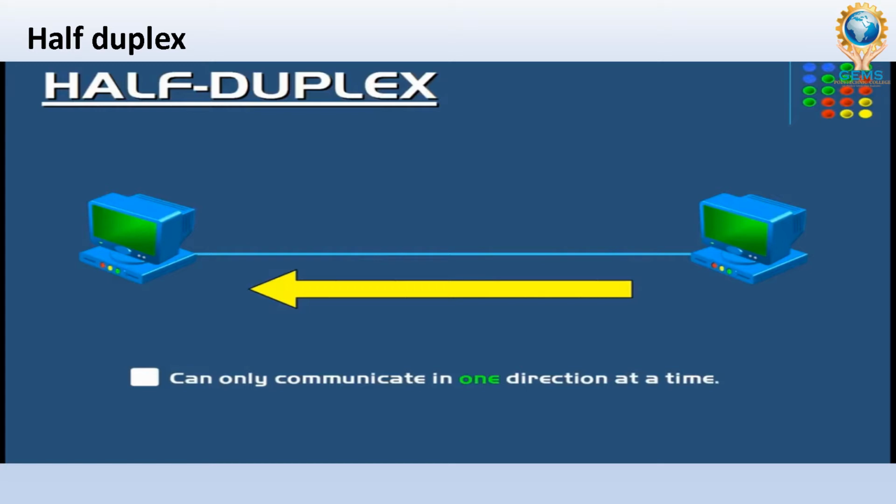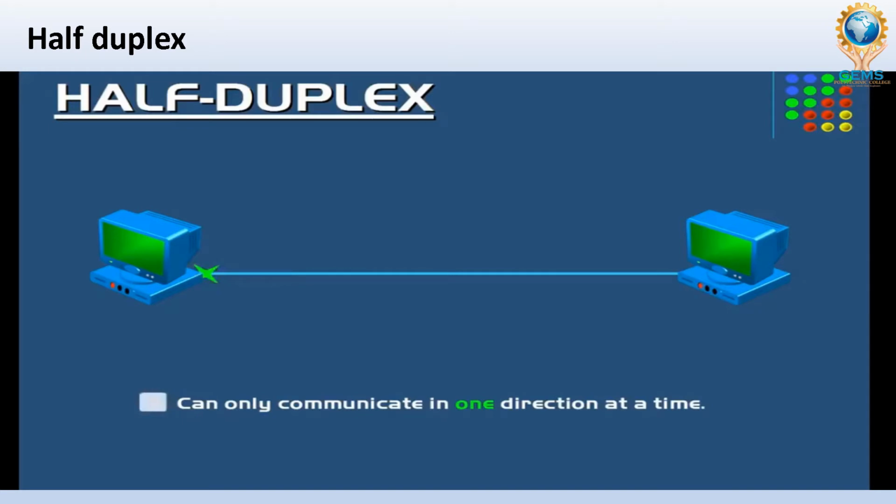So the direction of communication is one direction at a time. When the data has reached the second point, only then is data transferred from the second point to the first point. In this picture, the data flows from one computer to another and then from the next computer back to the first. First the data goes from computer A to computer B. After reaching there, the data from computer B goes to computer A. So communication is only in one direction at a time. It cannot be in two directions. In half duplex, communication can only be in one direction.